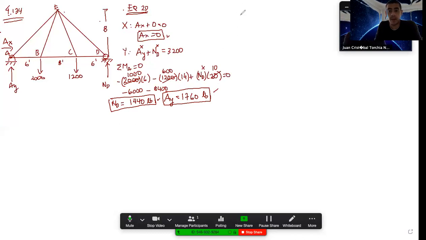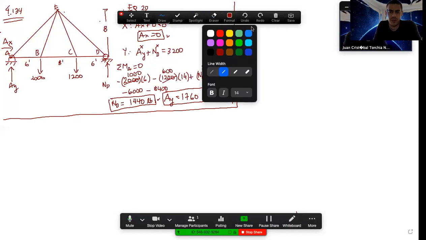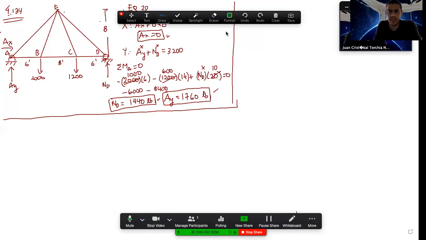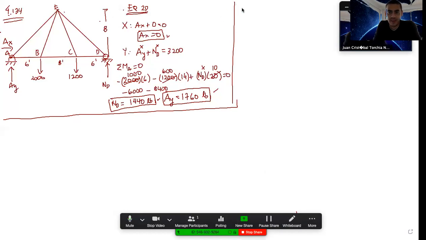Okay, I'm going to start with the method of joints. Let me just do that. I'm going to change color just because I have that possibility. Well, okay, so what I have here is the method of joints. I'm just trying to polish my skills with this. So, method of joints. Well, okay, let's start. I'm going to try to get one of the joints.